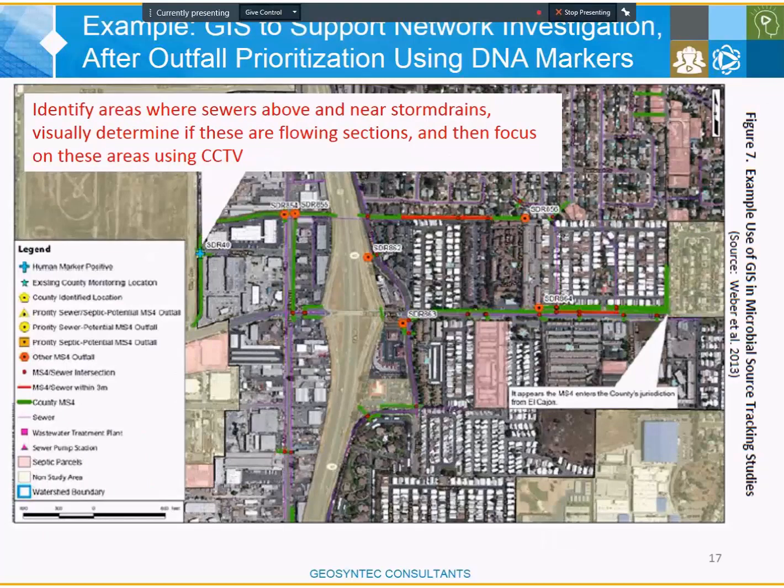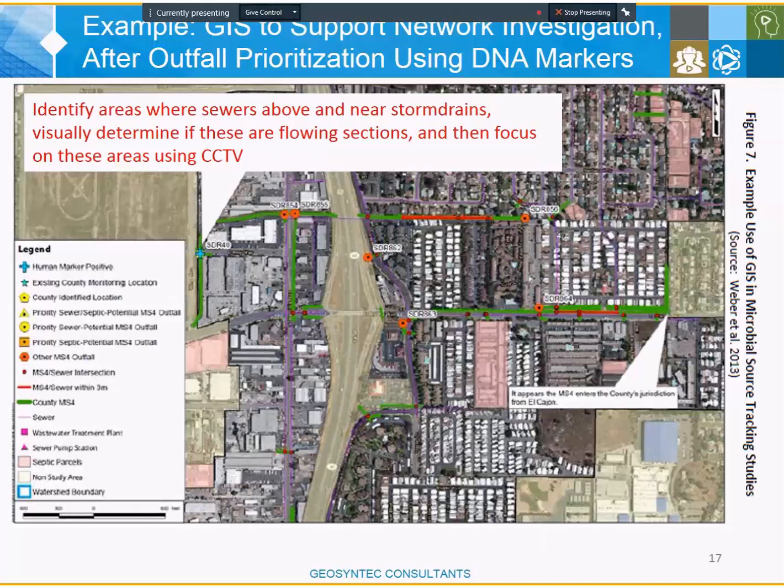So one of our recommendations in the network investigation was to have greater use of GIS. And here's what we mean by this. This is a project that we did in San Diego County, and we also did this in Santa Barbara. In using GIS to support the network investigation, at outfalls that have been prioritized using DNA markers, we overlay the storm drain and sewer maps to understand the pipe material, age, and invert elevation relative to storm drains. And basically where sewers are above and near storm drains, you visually identify those as, quote, at-risk crossings.